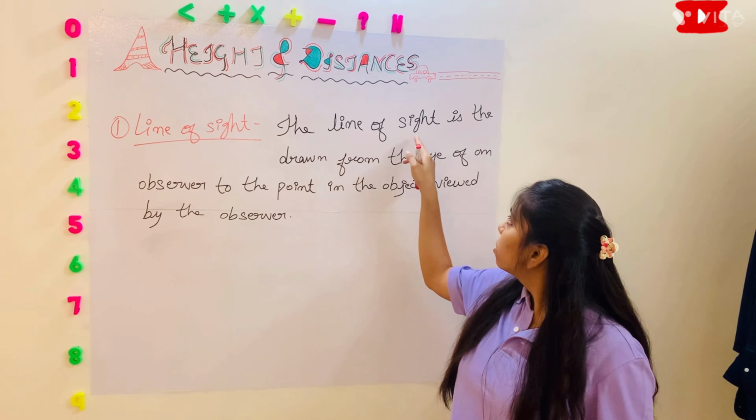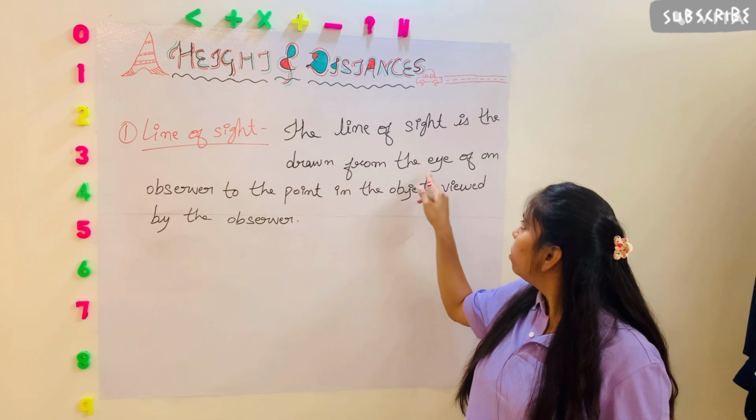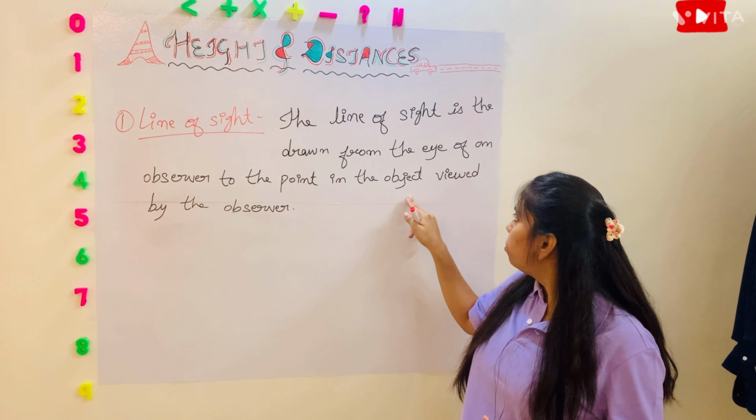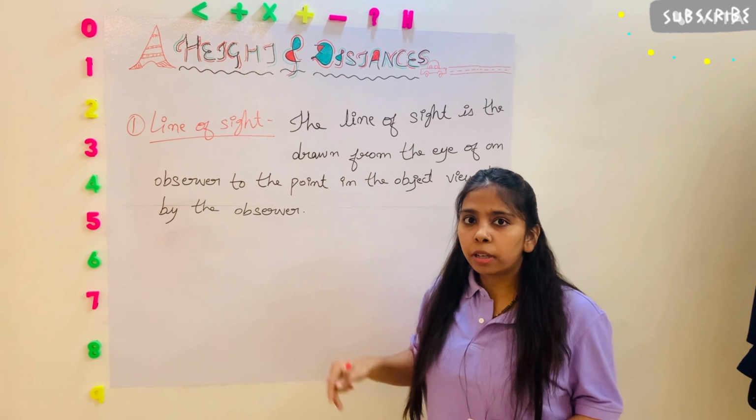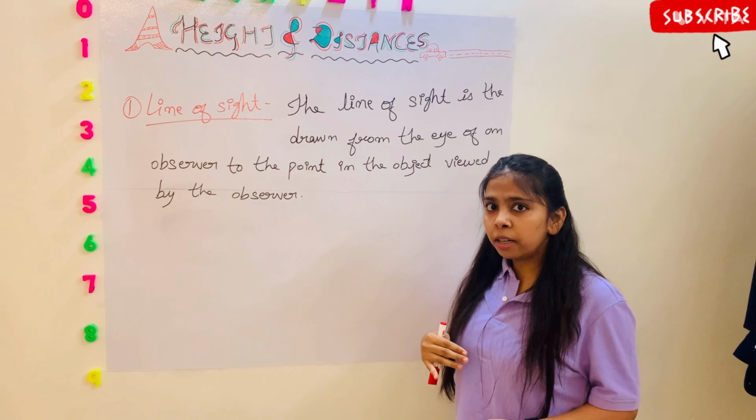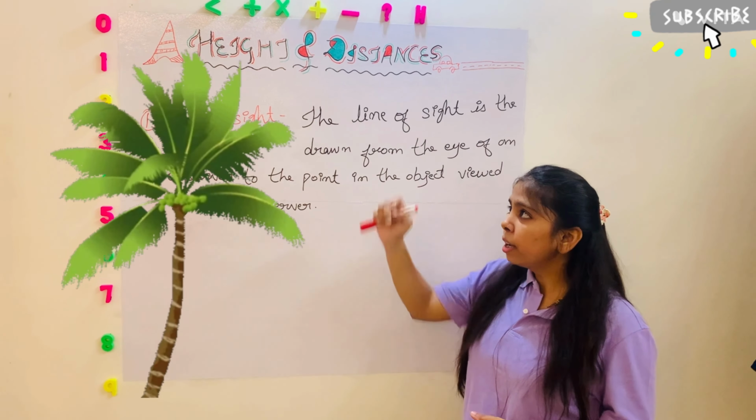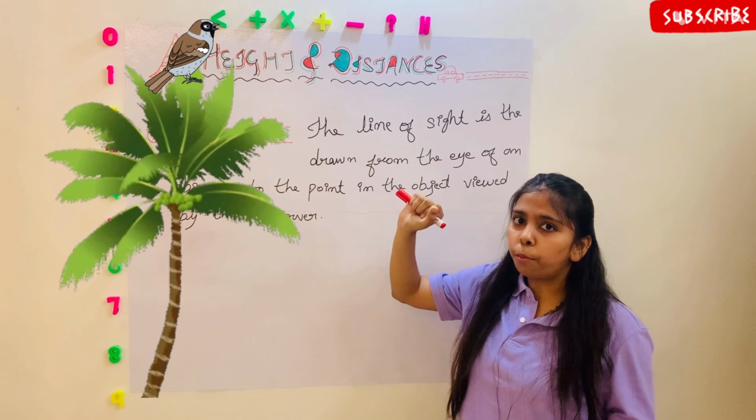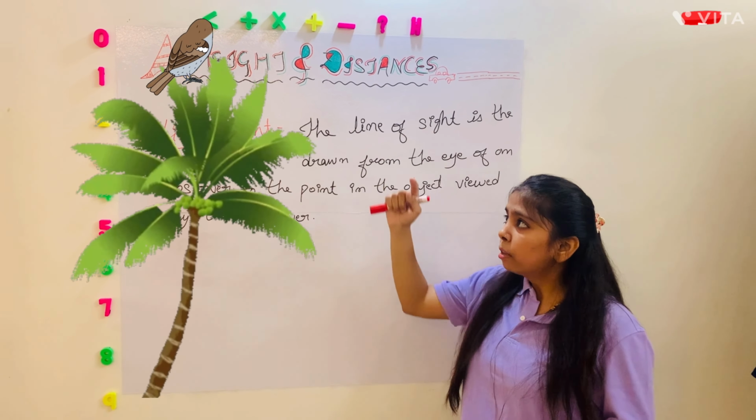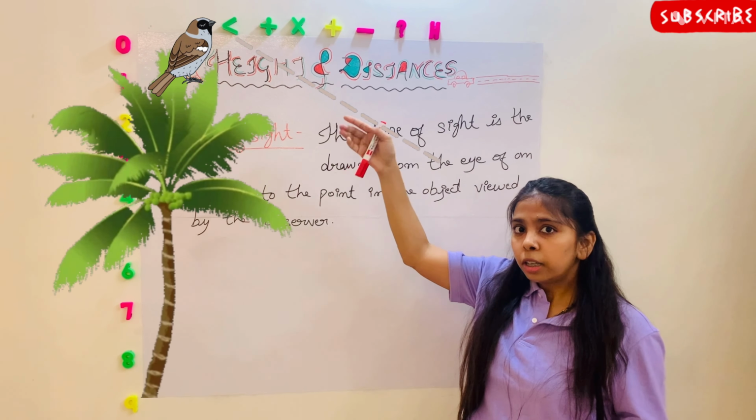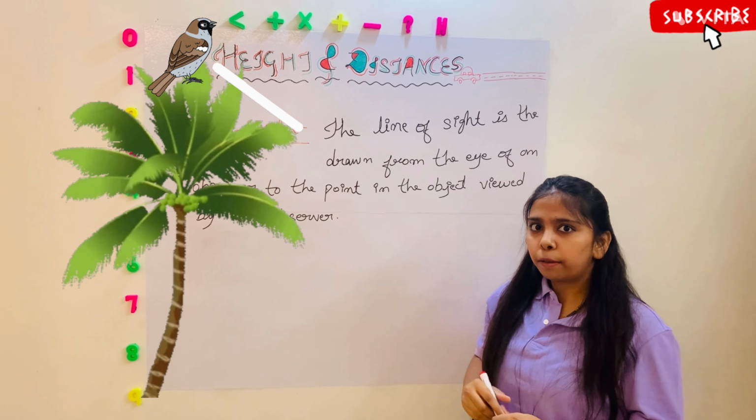The line of sight is drawn from the eye of an observer to the point in the object viewed by the observer. Suppose you are standing in front of a tree, and you are looking at a bird that is sitting on the top of the tree. The imaginary line that is formed between your eye and the bird is called the line of sight.